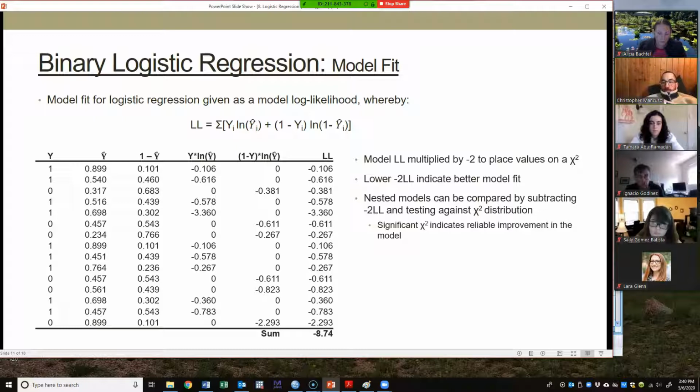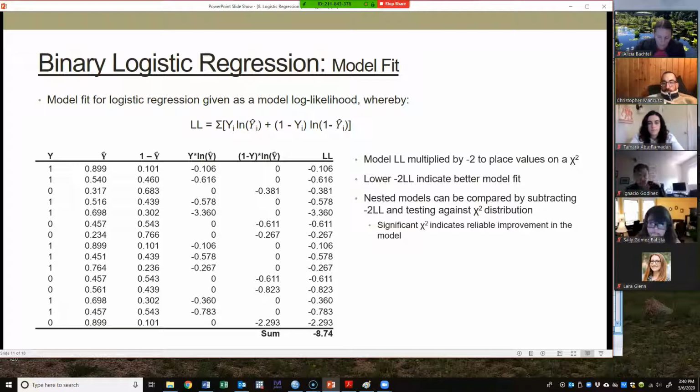So maybe I've got a model where I think these two variables are going to improve my overall model, right? So what I might do is run a model that includes trail difficulty and season as predictors. And then I run another model that has trail difficulty, season, along with years of experience and general athletic ability, right? And those are nested models.